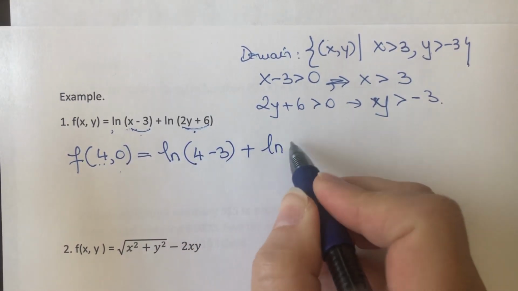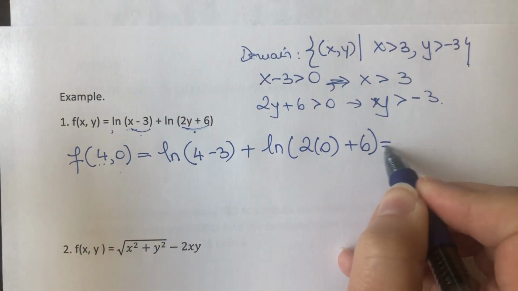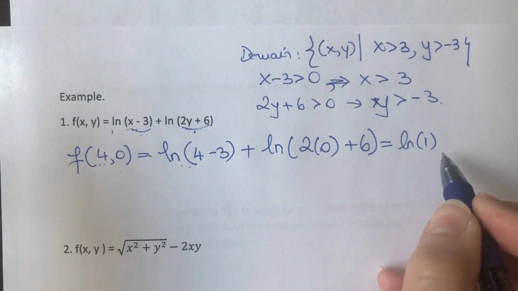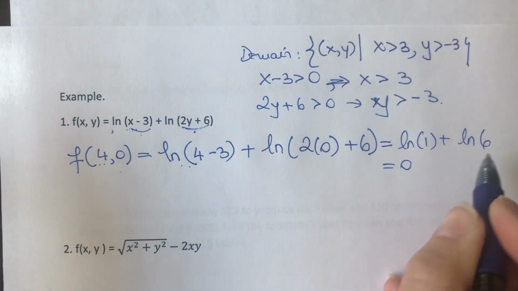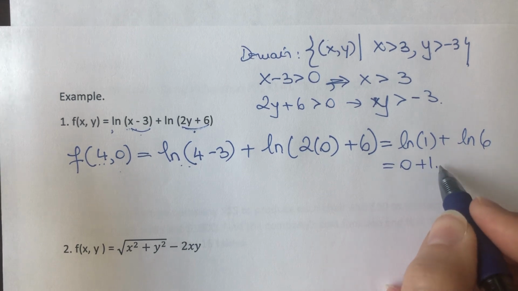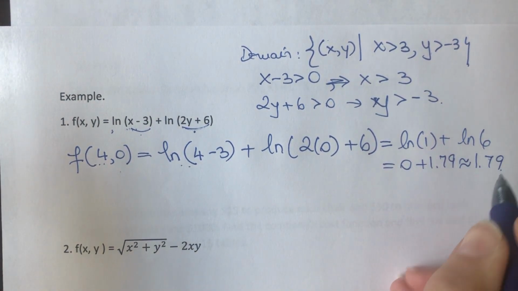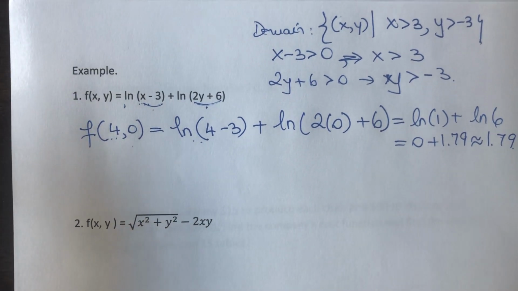In place of y, I'm going to put a 0. And sure enough, I just have to put this in my calculator. That's an ln of 1, which you all know is 0. And then an ln of 6, which, fine, put in your calculator or not, that's about 1.79. Okay, so it works just the same as you plugging in values in a function of one variable only, except for now you just have to plug in 2.